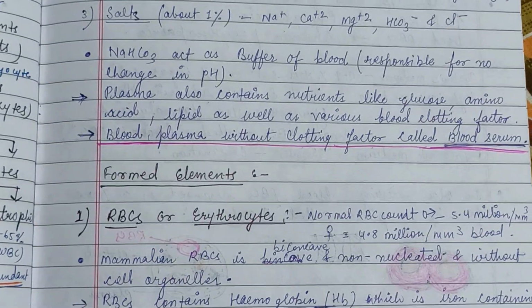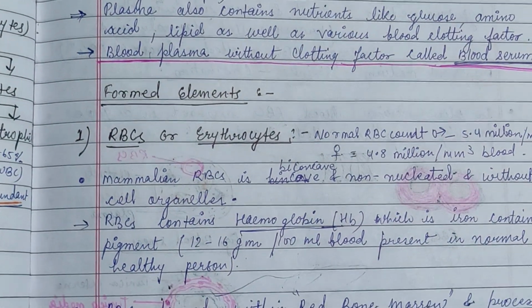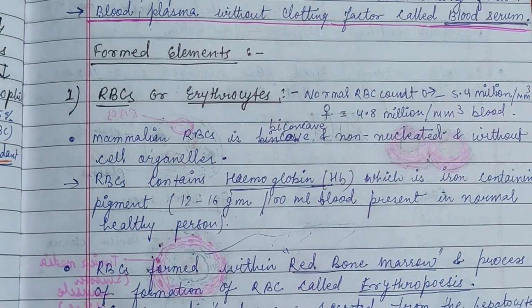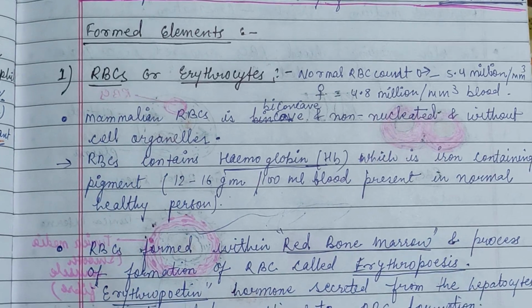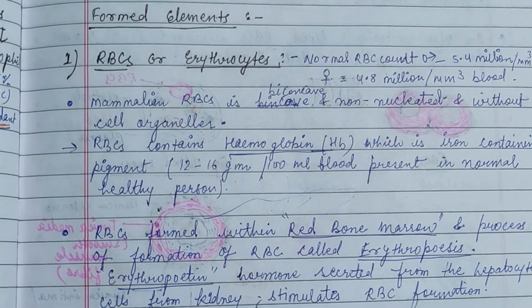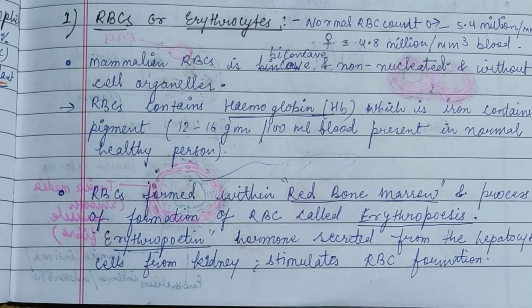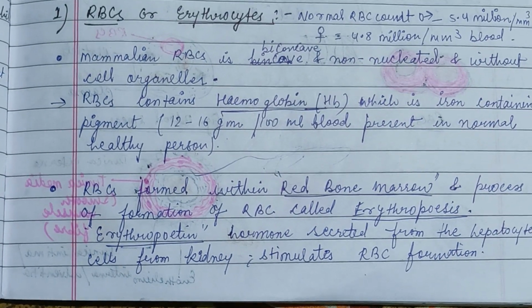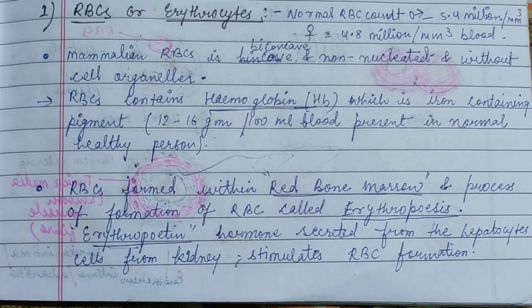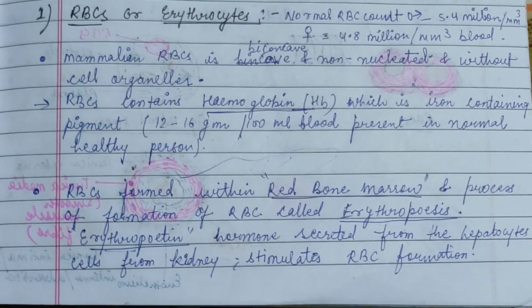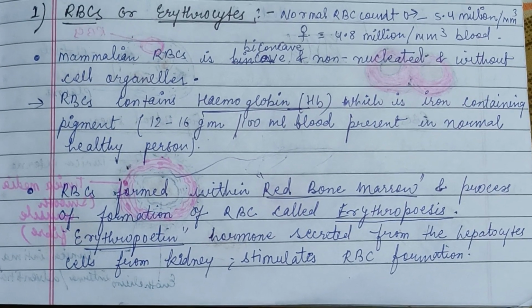Formed elements: the RBC or erythrocytes. Normal RBC count of the male is 5.4 million per mm cube, while the female contains 4.8 million per mm cube. Mammalian RBC is biconcave, non-nucleated, and without cell organelles. RBC contain hemoglobin, which is an iron-containing pigment, present in a normal healthy person.